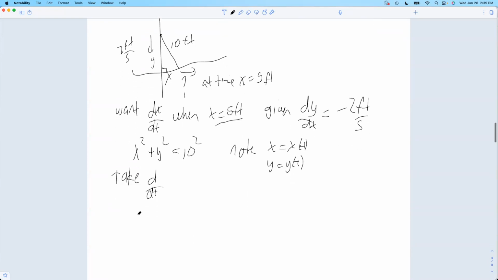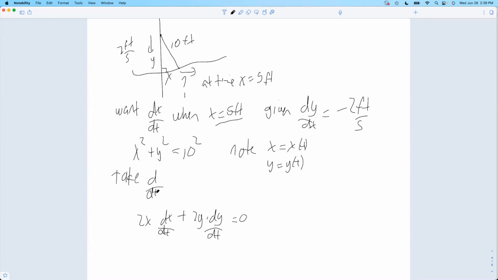And then we use implicit differentiation. The derivative of X squared is 2X times the derivative of what's inside. What's the derivative of X? dx/dt. Don't use primes. Plus, the derivative of Y squared will be 2Y times dy/dt. A lot of times people make this harder than it needs to be. The derivative of a constant is 0. That side doesn't change.